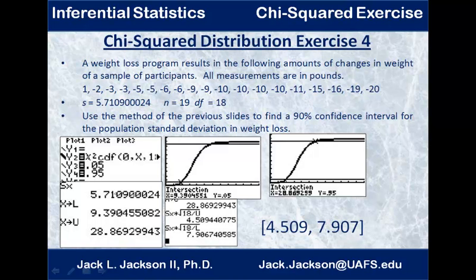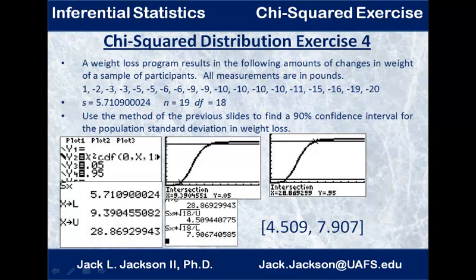So now I have S sub x, L, and u, and that's exactly all I need to find my confidence interval, because the lower part of the confidence interval is S sub x times the square root of the degrees of freedom, 18, divided by u, the upper value from our inverse chi-square, the 28 point whatever. Plug that in there and I get about 4.509.